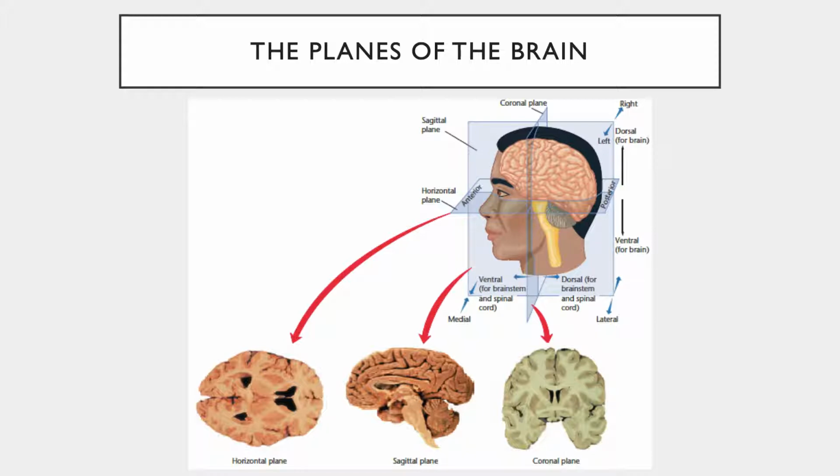The coronal plane is also known as the frontal plane. It divides the brain into anterior and posterior portions. We'll discuss those terms on the next slide as well. For now, you can think of the cut just as being parallel to the wall in front of you. Or, if it's easier, you might think of it as perpendicular to the floor.